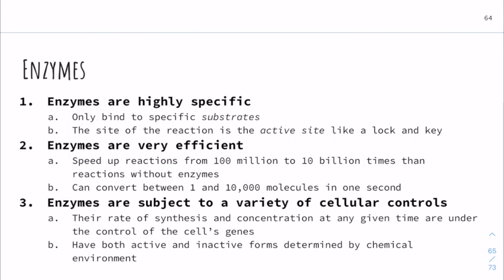They're very efficient too. They work to speed up reactions from 100 million to 10 billion times faster than the same reaction without an enzyme. So if an enzyme didn't exist, the reaction would be 100 million to 10 billion times slower. They can convert between 1 and 10,000 molecules in 1 second.